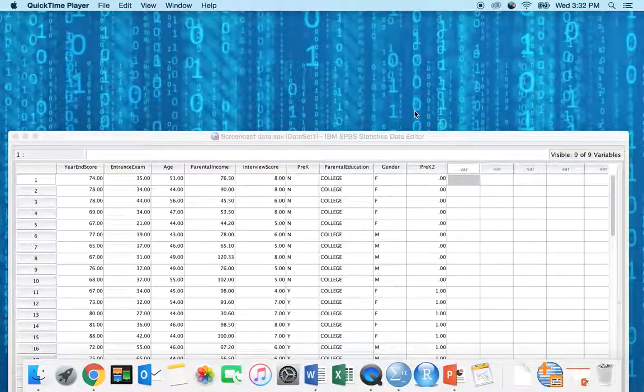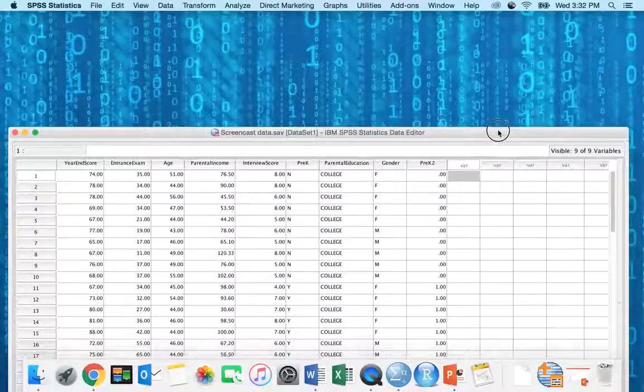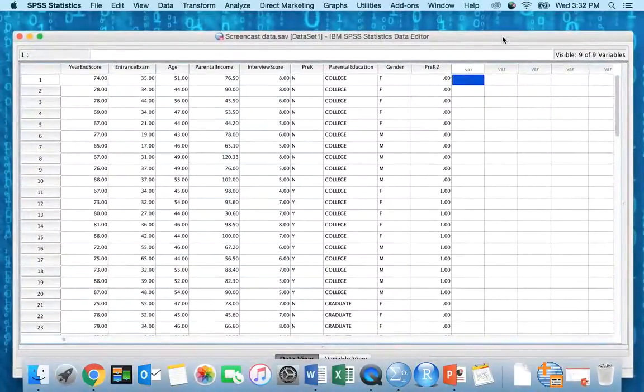Hello everyone, let's pick up where we left off last time. We looked at pre-K participation and its impact on year-end score. So we essentially asked whether a child went to pre-K or not predicted the year-end score.